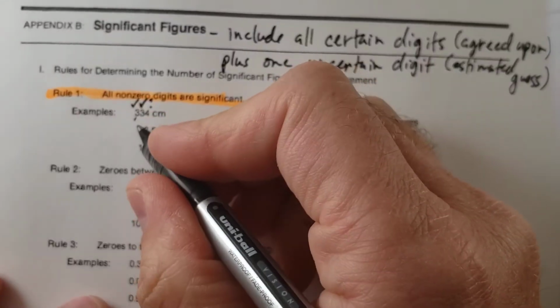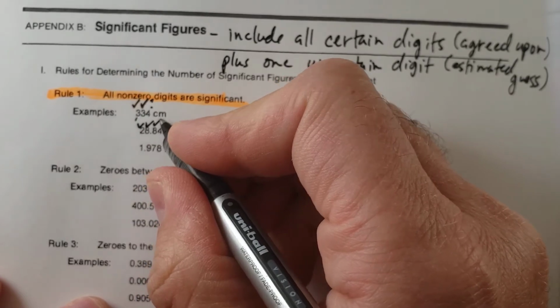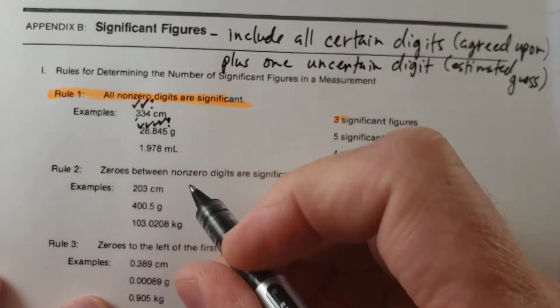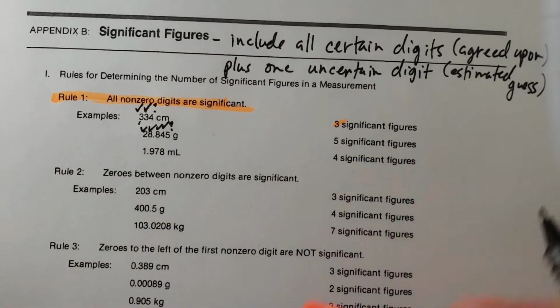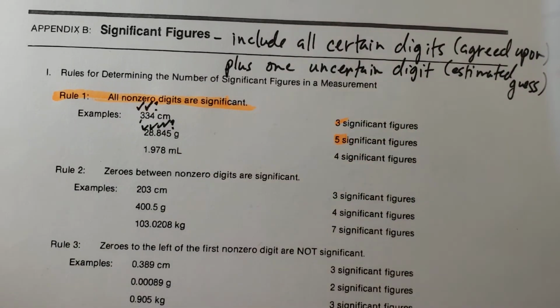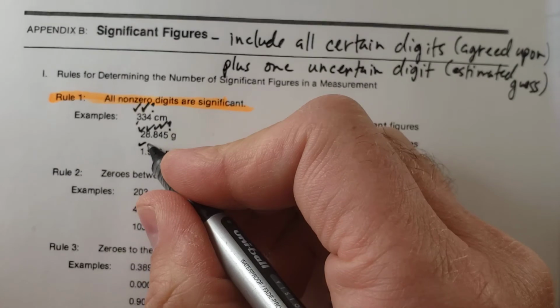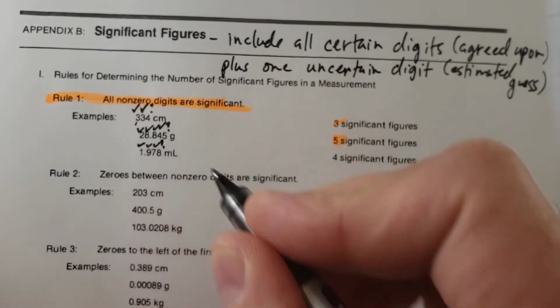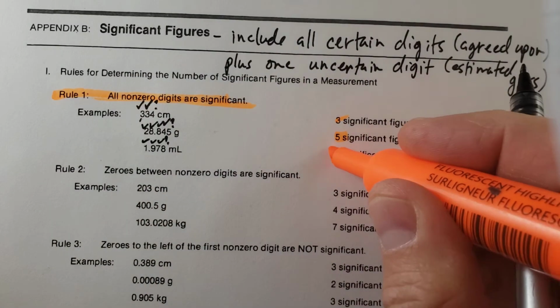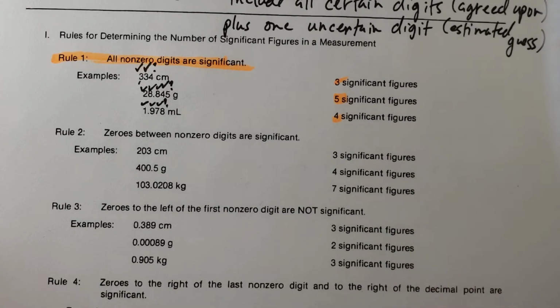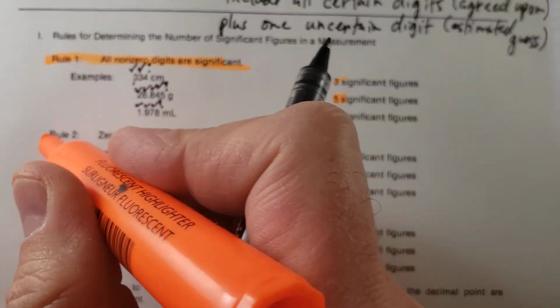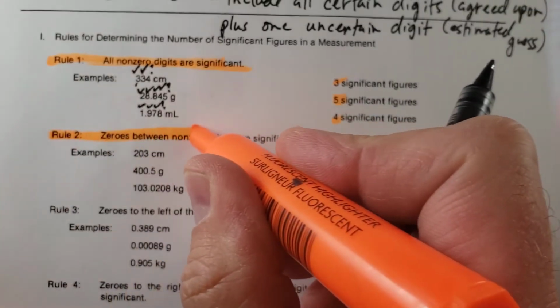This next one, we know that all of these digits are known for sure except the last digit. It is the guessed digit, but we still include it. So as we can see, that's 5 significant figures. And the last one here, 1.978. The last digit again is a guess, so there's 4 significant figures. So that's the easiest rule out of all of them. All non-zero digits count, they're all significant. All of them are known for certain except the last one.